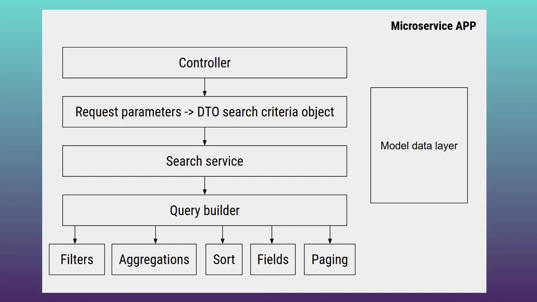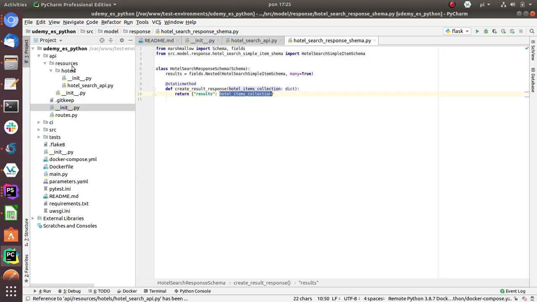Hi, let's continue to investigate our Flask skeleton project. At first it would be great to refresh in mind our architecture scheme. As you remember, it all starts from the controller. So let's find it in our project structure. Go to the API folder, then resources and then hotels. Here you will find the hotel search API Python file.